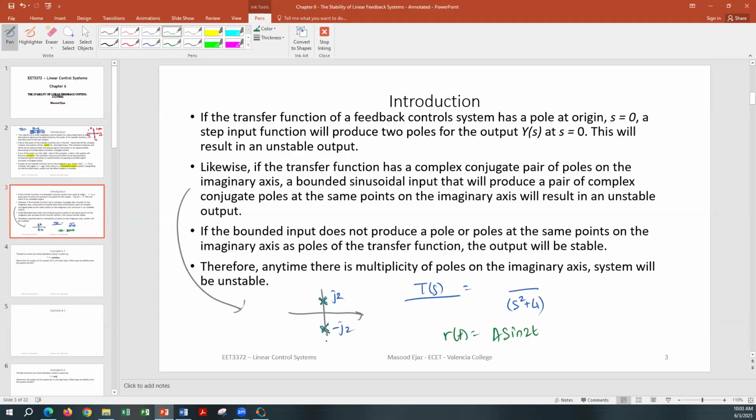And there's a last point. Anytime there's a multiplicity of poles on the imaginary axis, the system will be unstable. So these are the conditions for the system to be stable, marginally stable, or unstable, and you can identify them from the poles of your transfer function.